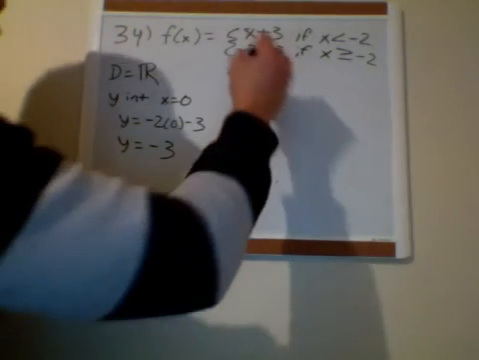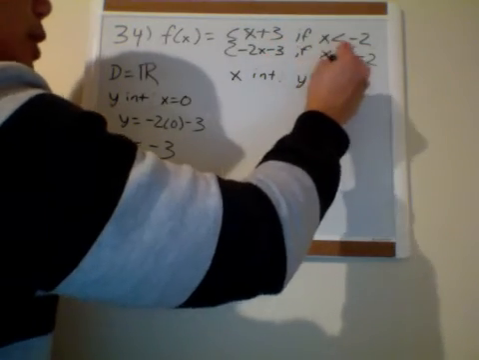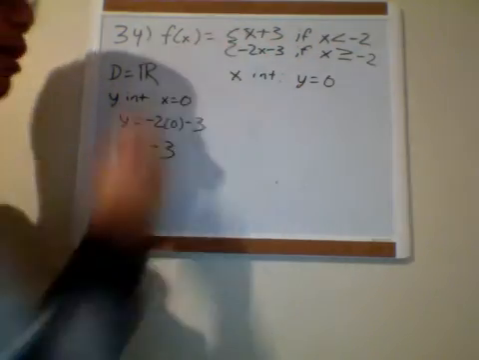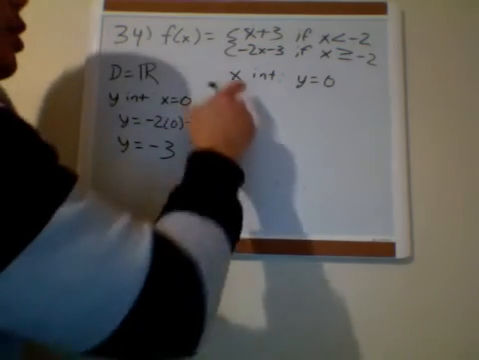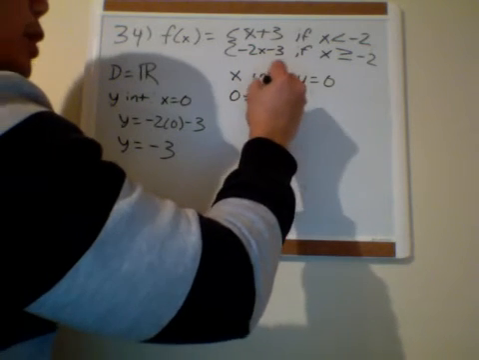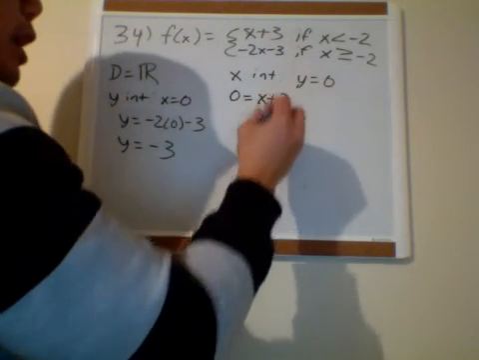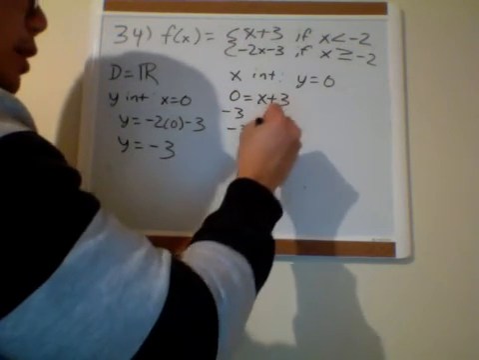Now to find my x-intercept, I set y is equal to 0, and I need to check it for both parts of the function. So I'm going to have 0 is equal to x plus 3. I subtract 3 from both sides, and I get -3 is equal to x.